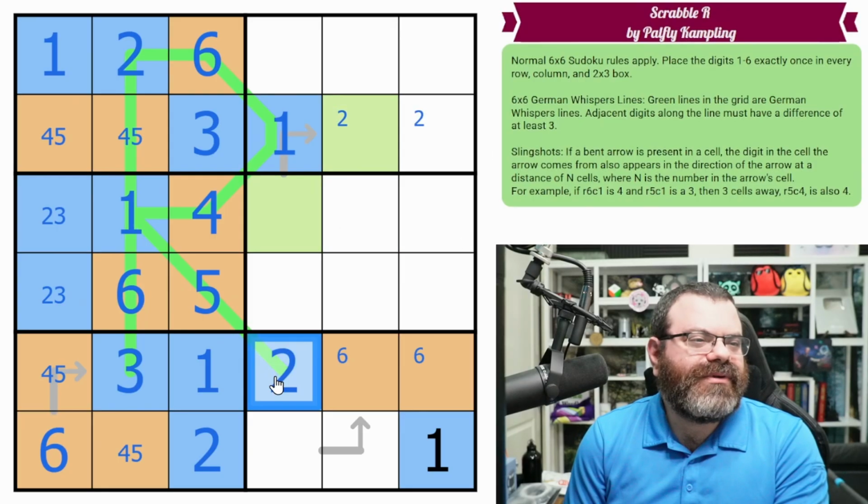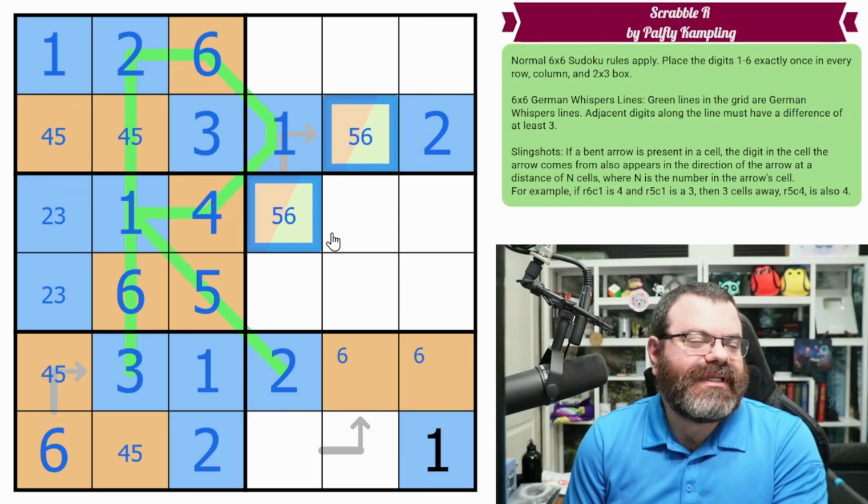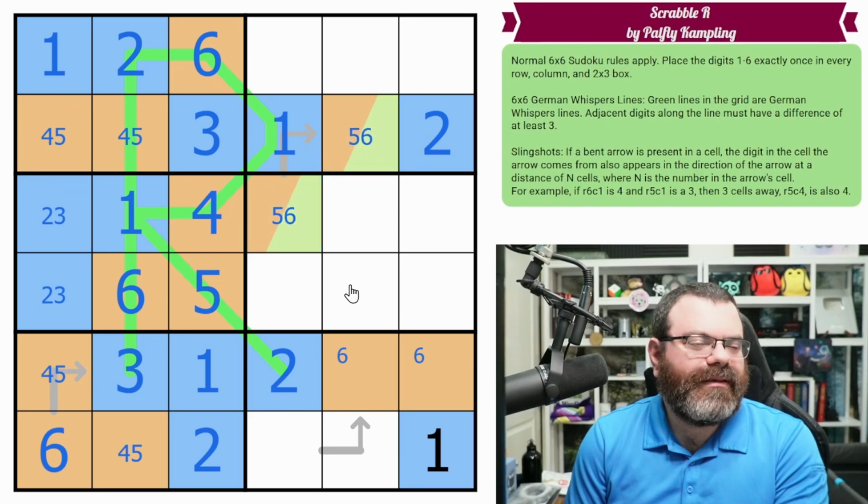Are we flinging the 2? No, we're not flinging the 2. So this cannot be the 2. This is the 2. So that's blue. That makes this orange, which makes this orange. And you know it's a 5 or a 6. Okay. Really would like to know where the 6 ends up down here. We also have this arrow, and I'm not sure what to do with it yet.